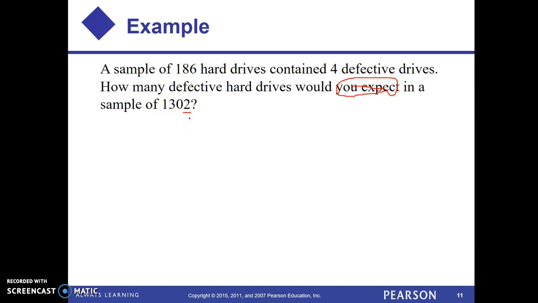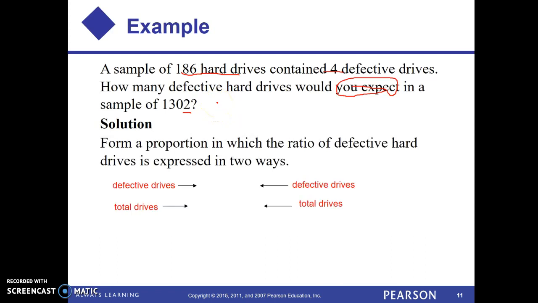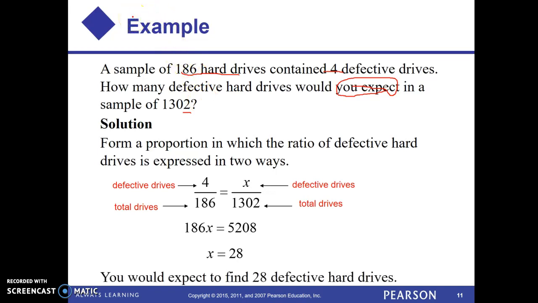Knowing something about the problem, we have 186, so we familiarize ourselves: 186 drives contains 4 defective. Okay, but now we're looking for how many if we have 1,302? We set up a proportion. Defective drives over total drives on both sides. Well, we know the one that was given, but we don't know the other. So we set up the proportion, do a cross multiplication, and we find that's 28. So 4 is to 186 as 28 is to 1302.